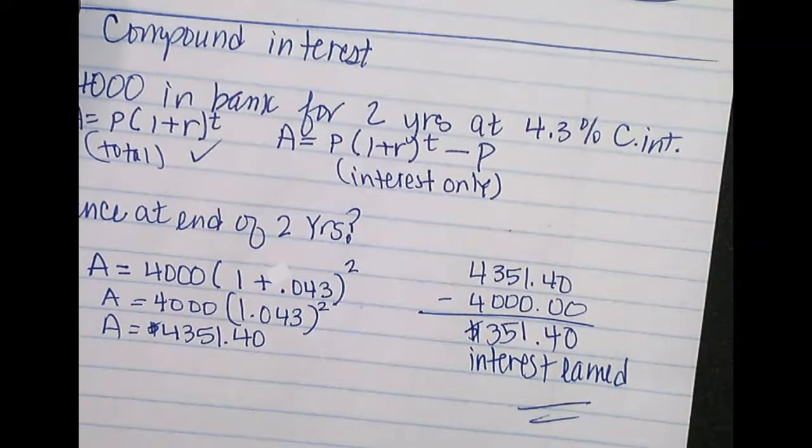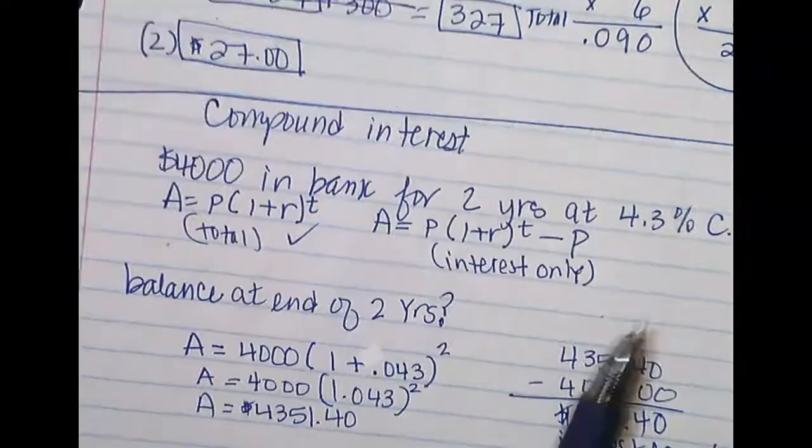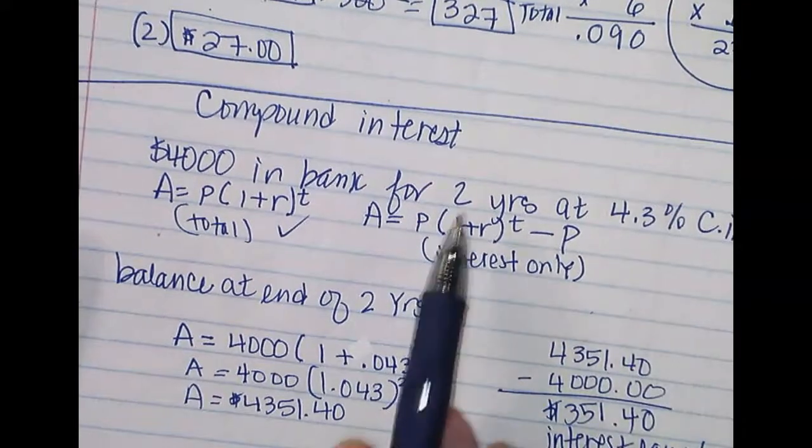compound interest. What if this was like 2 months? How would you do 2 months versus 2 years? Would you add? No, you don't add years to that. You would do 2 divided by 12.